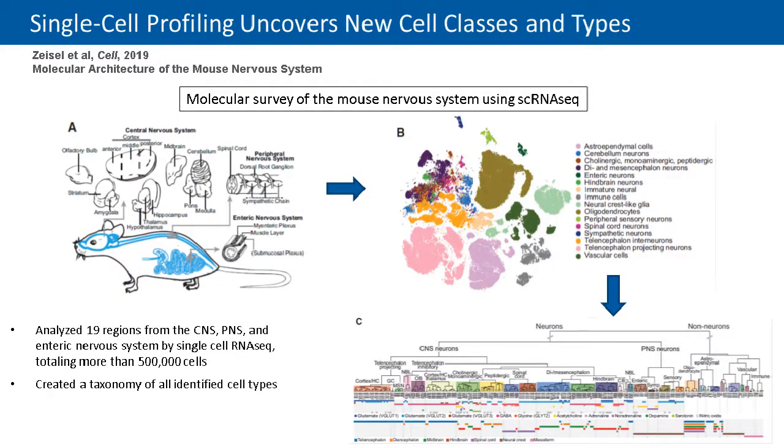Single cell profiling has also been applied to uncover new cell types, allowing for the creation of whole organ cell atlases. Researchers from Sten Linnarsson's lab at the Karolinska Institute created a molecular survey of the mouse nervous system. They analyzed 19 regions from the central nervous system, peripheral nervous system, and enteric nervous system by single-cell RNA sequencing, totaling more than 500,000 cells, and created a taxonomy of all identified cell types shown here on the bottom right.